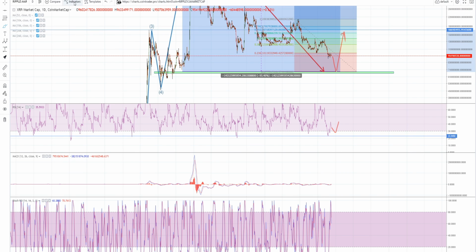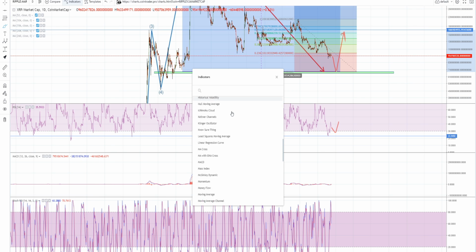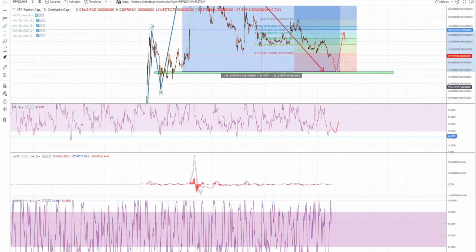Now you can set up this oversold indicator just by clicking on indicators, scrolling down, relative strength index. Add it to your chart. I usually like to look at this on the daily time frame or on the weekly time frame to get a better idea.